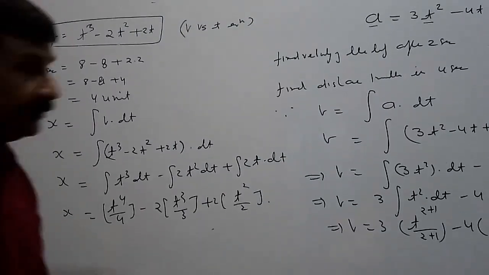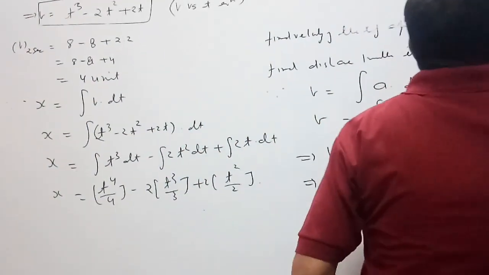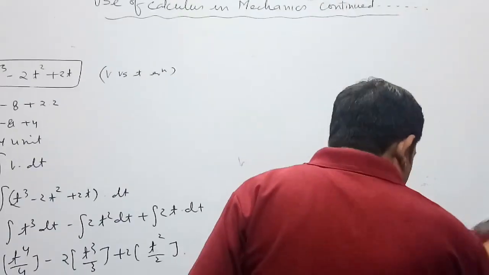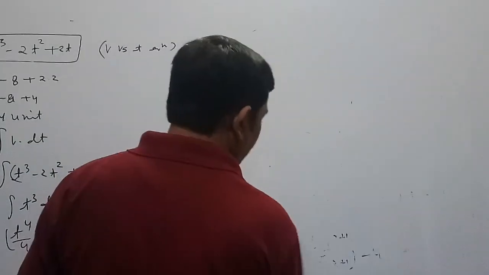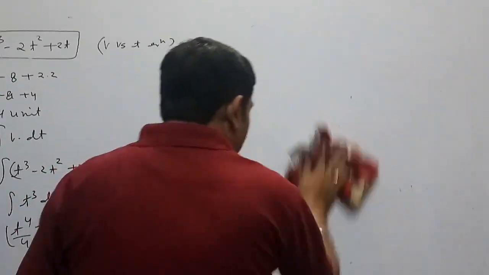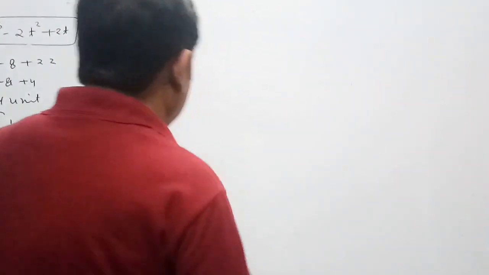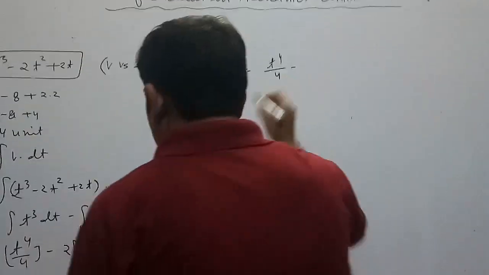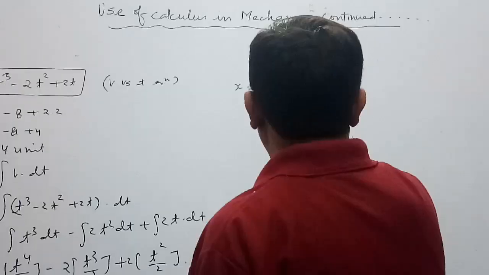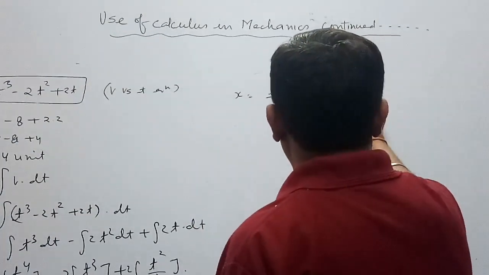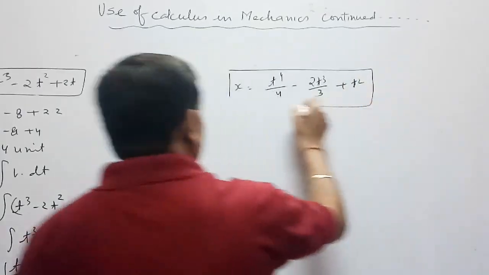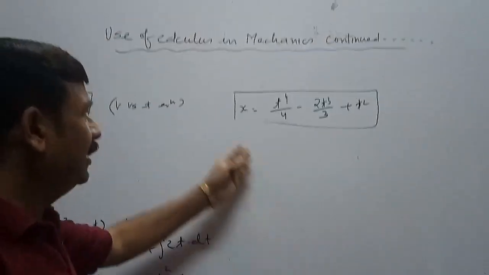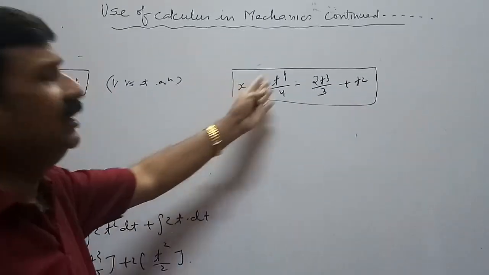So finally, after integrating the acceleration versus time equation twice, one time you got the velocity versus time equation, and the second time you got the distance versus time equation: x is equal to t to the power 4 by 4 minus 2t cube by 3 plus t square. If they ask to find the distance traveled by the body after 1 second, put t equal to 1 second. For the distance after 3 seconds, put t equal to 3 seconds.